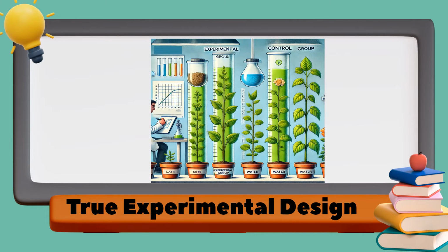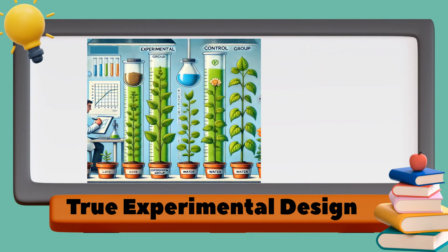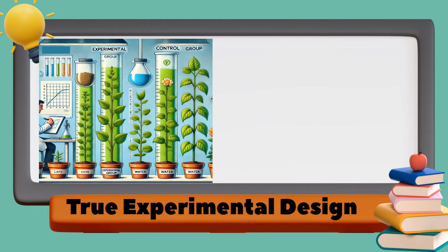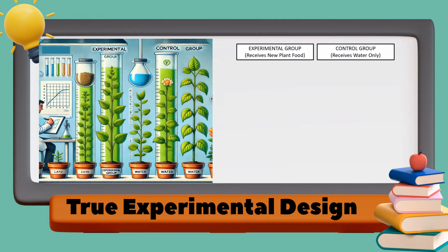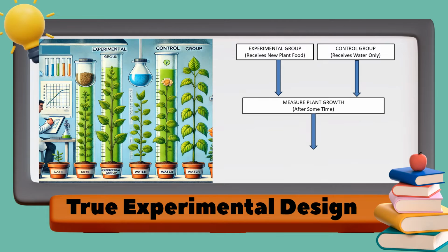In this experiment, two groups of plants are used to evaluate a new type of plant food. The experimental group receives the new plant food, while the control group is given only water. After a period of growth, the heights of the plants in both groups are measured and compared. This comparison helps determine whether the new plant food has influenced plant growth. This illustration visually depicts the process of assessing the impact of the plant food on plant growth.